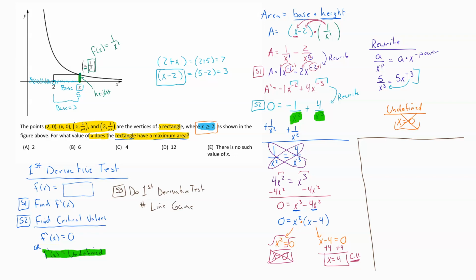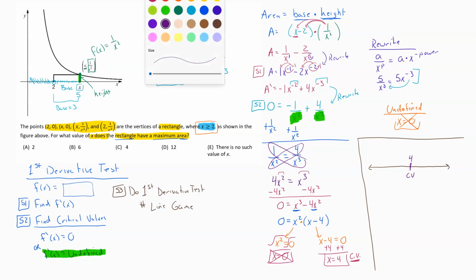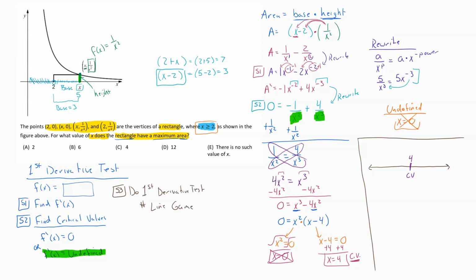So we're going to come over here, we're going to draw out a number line for ourselves, and we're going to mark our critical value on there. So I've got my critical value happening right here at 4. Then we need to choose test values on either side of that critical value. So I'm going to choose something to the left, remembering that it's got to be greater than or equal to 2. So I'm going to choose 3 for a test value. And then on the right-hand side here, I'm going to choose 5 for a test value.